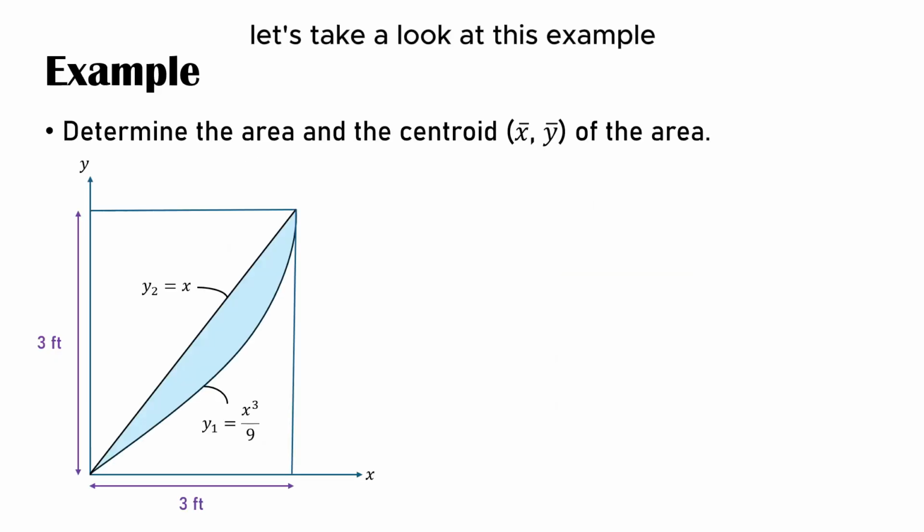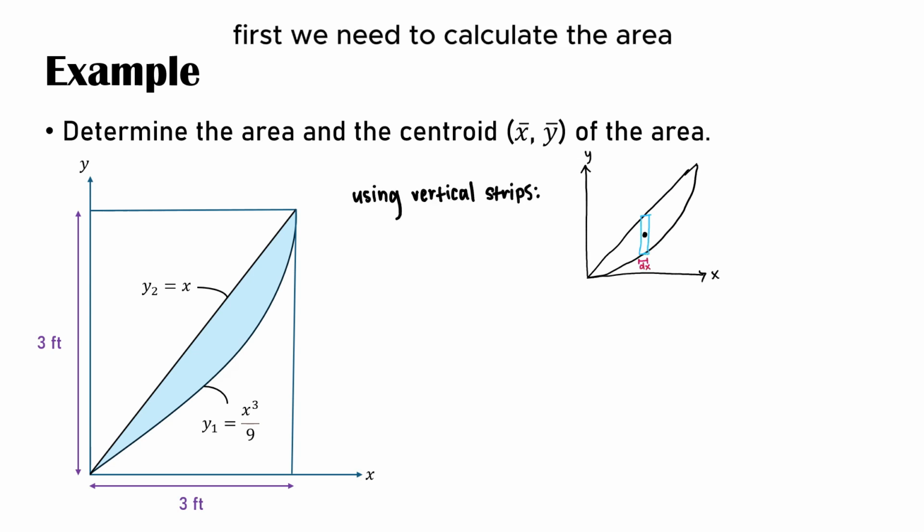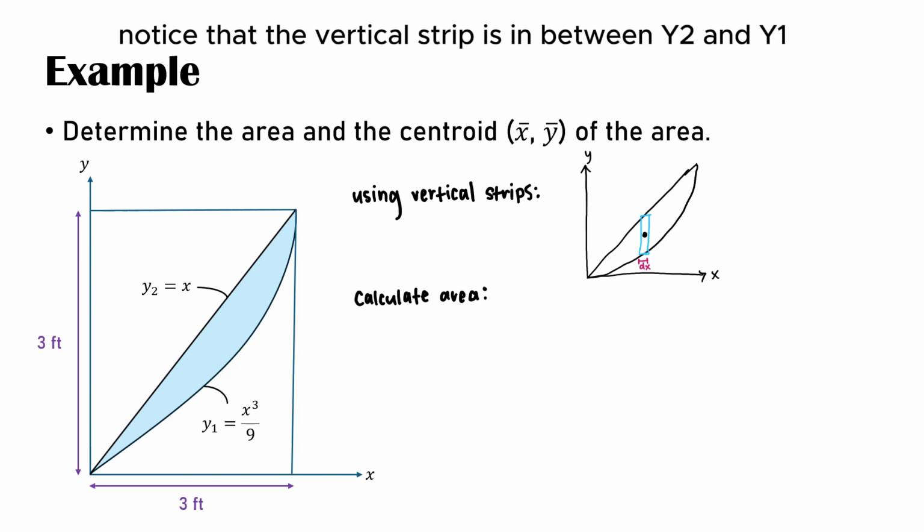Let's take a look at this example. Determine the area and the centroid x bar, y bar of the area. The easiest way to solve this example is by using vertical strips. First, we need to calculate the area. Notice that the vertical strip is in between y2 and y1.